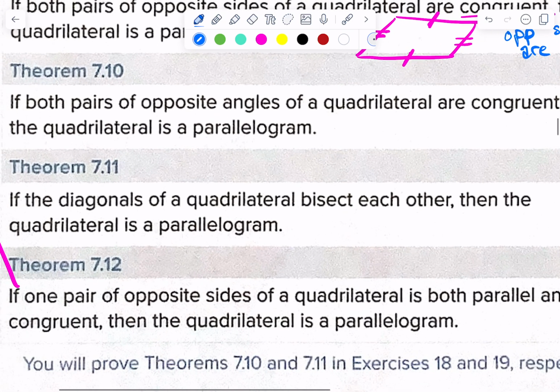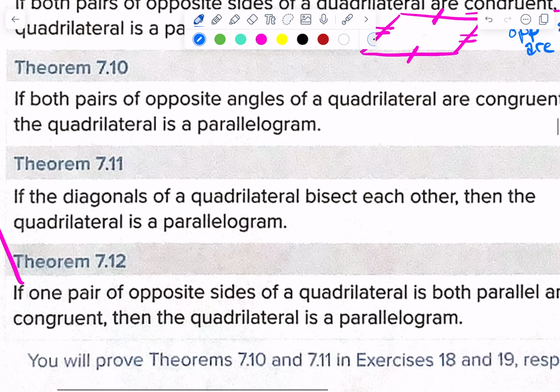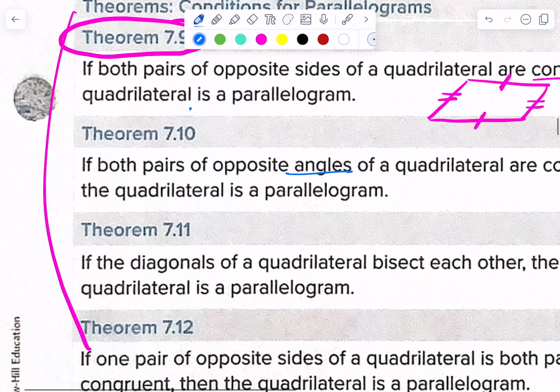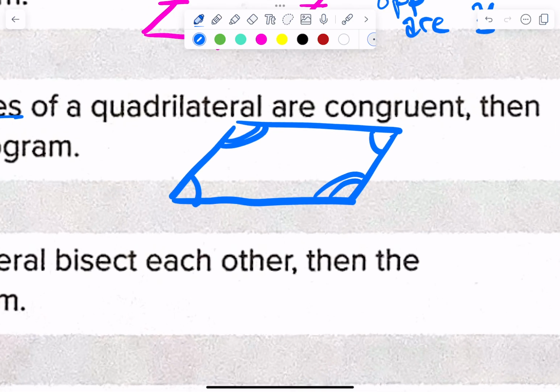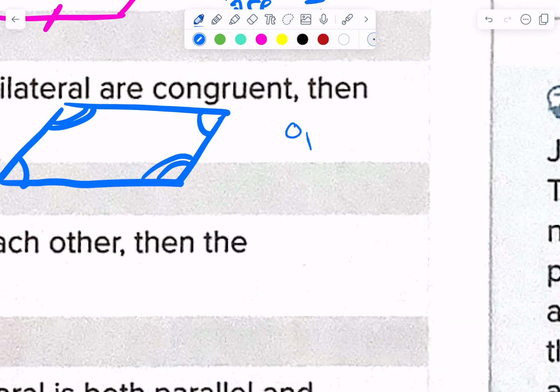Okay? Now let's talk about angles. This is Theorem 7.10. Theorem 7.10 says, let's say we don't know anything about the sides, but we know that this angle is the same as that one and this angle is the same as that one. If that is true, and those opposite angles have to be the same, does that have to be a parallelogram? Yes. If opposite angles are congruent, we don't know anything about the sides.